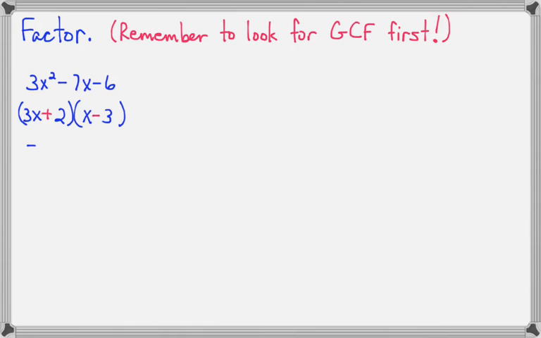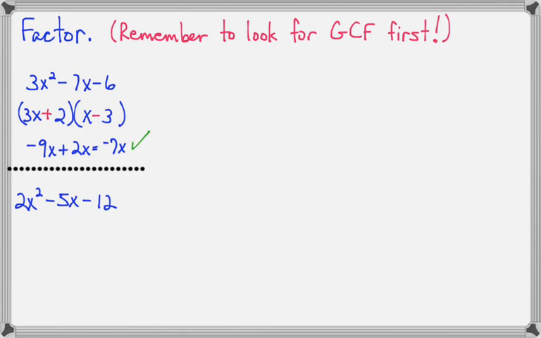And now let's try our outer plus inner again. Now outer times outer is going to be minus 9x. Inner times inner is going to be 2x. So that's going to add up to negative 7x, which is what we wanted. Okay, let's look at another one. 2x squared minus 5x minus 12.